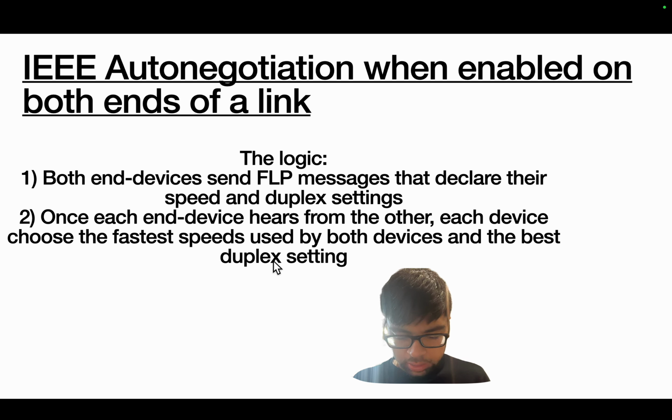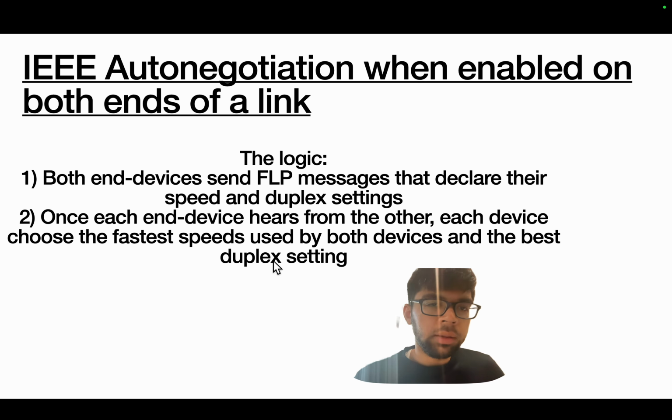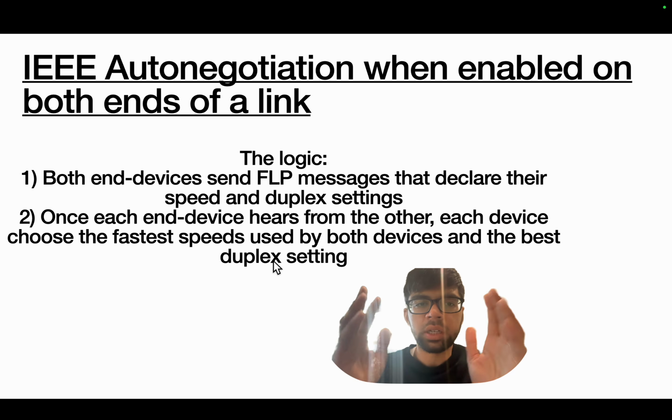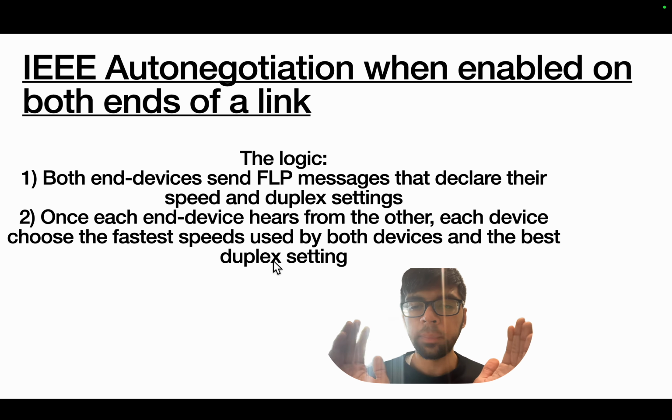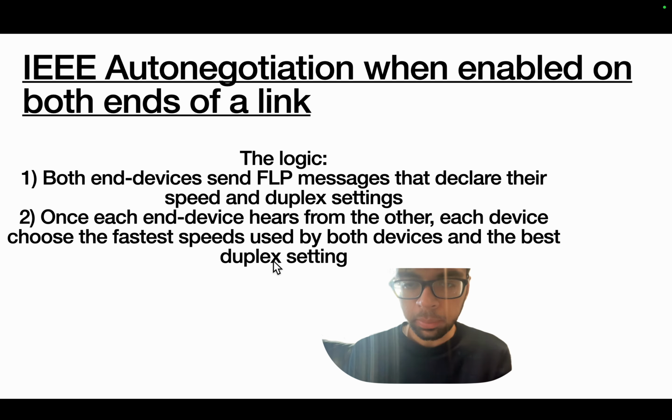One is when you have it enabled on both ends of a link, and this is the easier scenario. It's enabled on both ends, on each switch. The process is much simpler because both end devices are going to send something called FLP messages. Now, what are FLP messages?